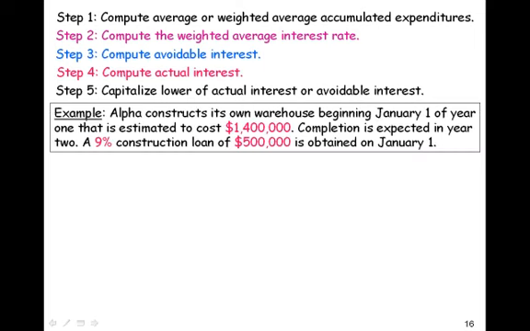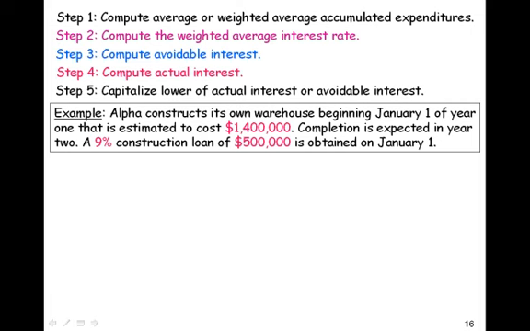Let's work through the following example. Make sure you understand the facts. Alpha begins construction on its own warehouse. The cost is estimated to be $1.4 million. A 9% loan for $500,000 is obtained to help finance the construction.